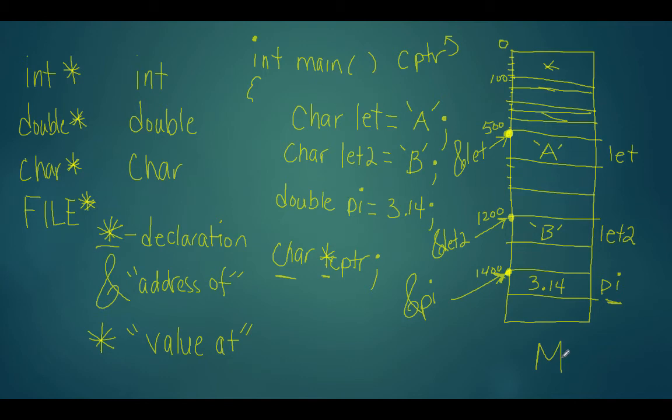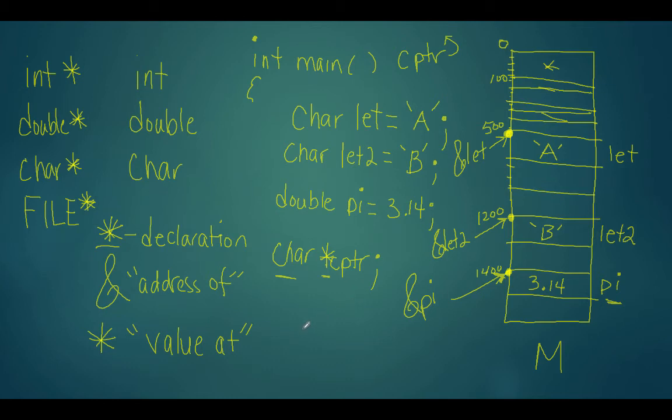Now, in order for it to be of use to me, I need to point it somewhere. And I have a choice. I can point it to either the address of let or the address of let2. I cannot point CPTR to the address of pi because pi is a double and CPTR is a pointer to a character. So in order to make this CPTR have any use to me, I want to point it to a character that exists in my program.